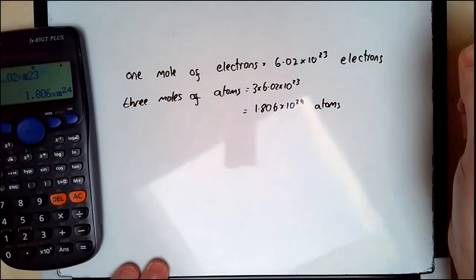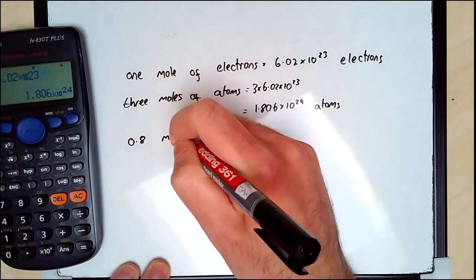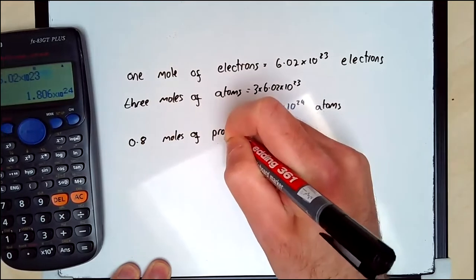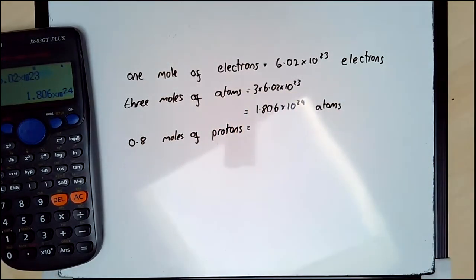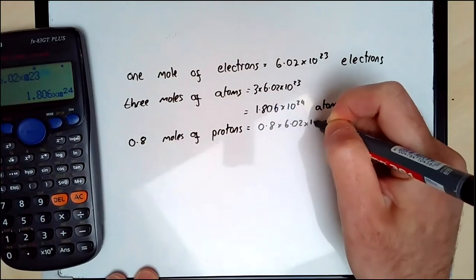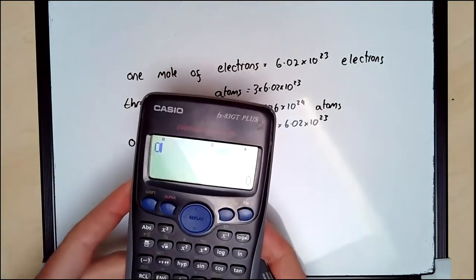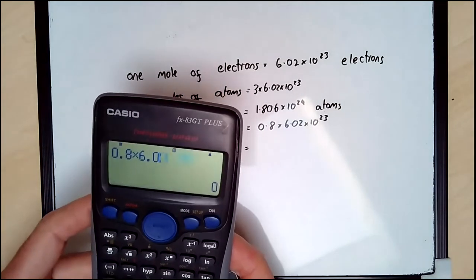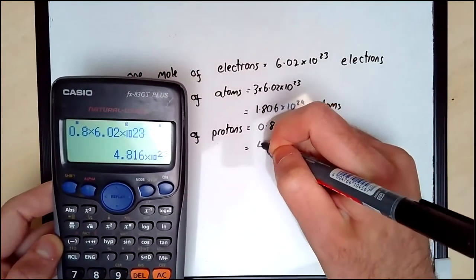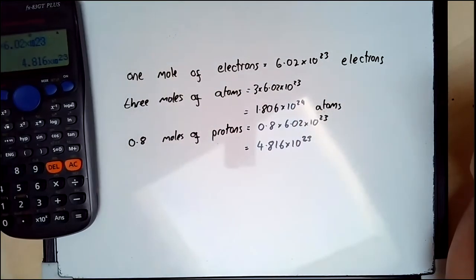Why don't you try one yourself? Let's say I told you instead of 1 or 3, I did 0.8 moles of protons. Pause the video and work out for yourself how many protons there are in 0.8 moles of protons. So you should only now be watching the video if you have done this. 0.8 times 6.02 times 10 to the 23. So I'll do that on my calculator. 0.8 times 6.02 times 10 to 23 gives me 4.816 times 10 to 23. Straightforward.